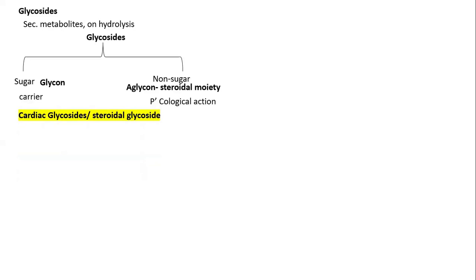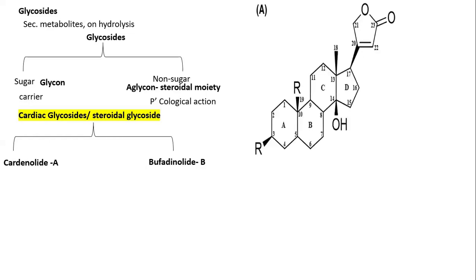So what are cardiac glycosides? Cardiac glycosides are also known as steroidal glycosides. Cardiac glycosides are of two types. One is cardenolide and another one is bufadinolide. So what are these? Cardenolide has a five-member lactone ring. Here you have observed that the five-member lactone ring is attached to the C17 position of the steroidal moiety. So this is a cardenolide.